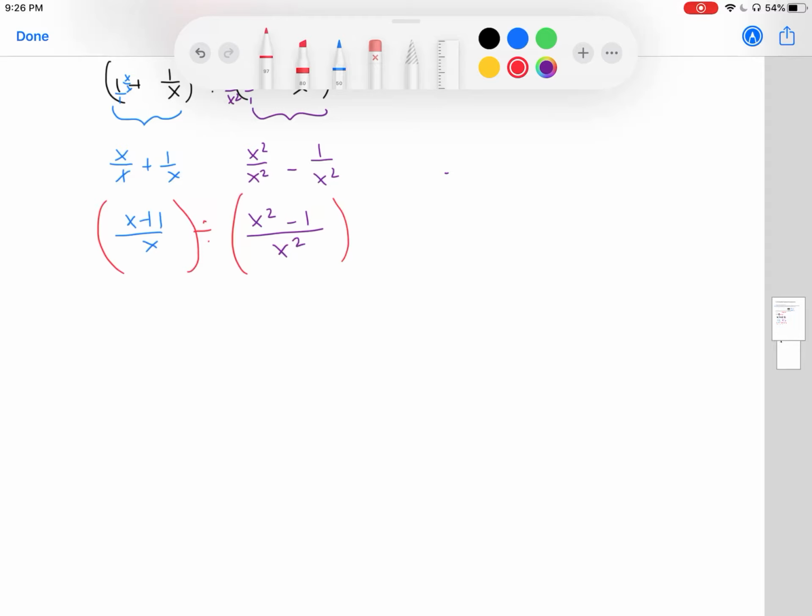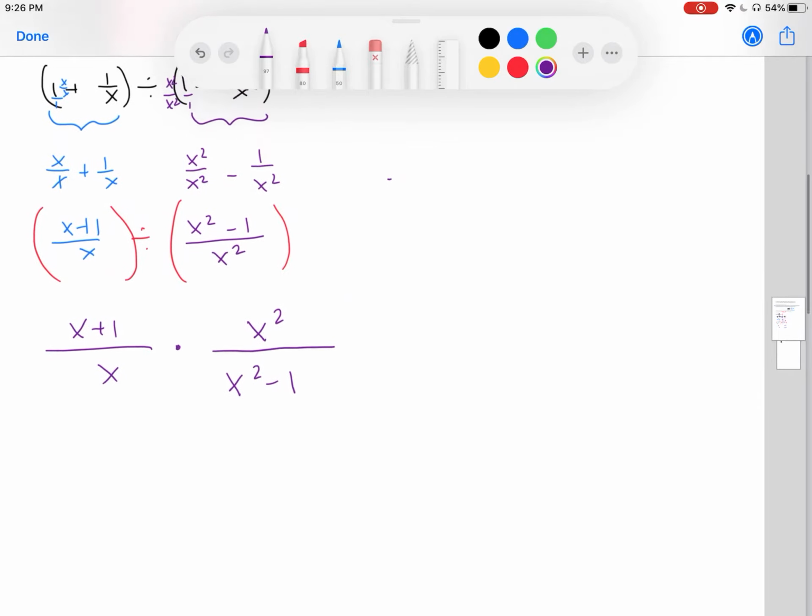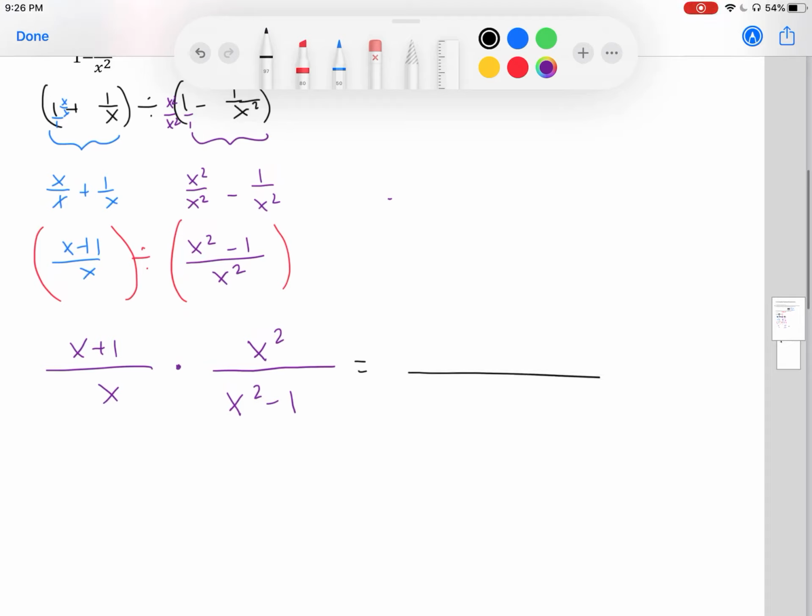Okay, how do we divide fractions? We keep, change, and flip. So we keep the first one: x plus 1 divided by x, times, we flip the second, x squared divided by x squared minus 1. And then we go ahead and multiply across. So we have x plus 1 times x squared. At the bottom I have x times x squared minus 1.